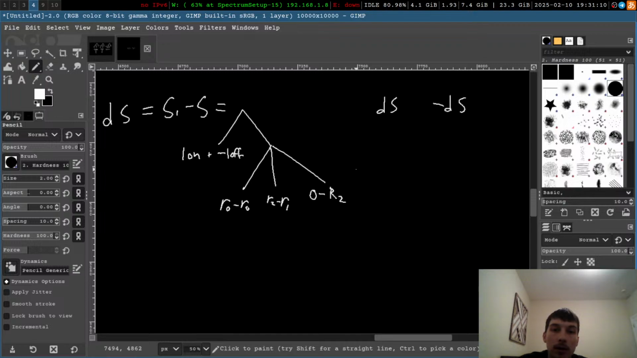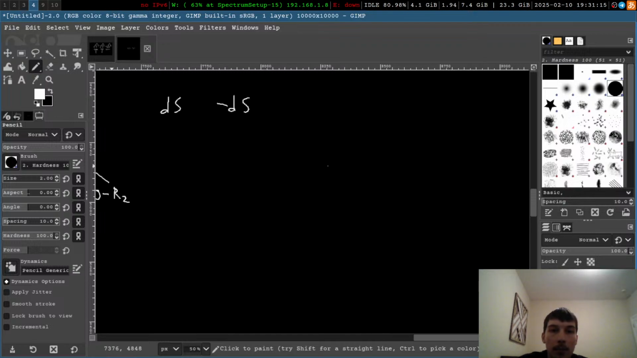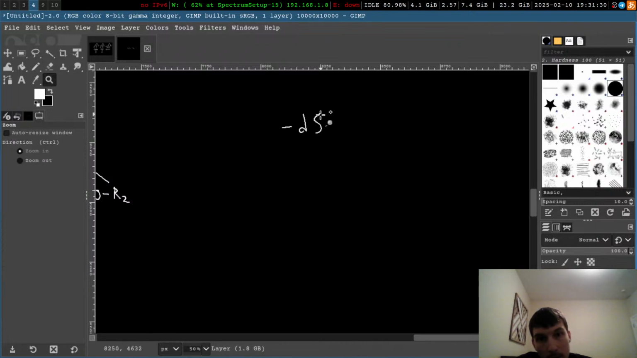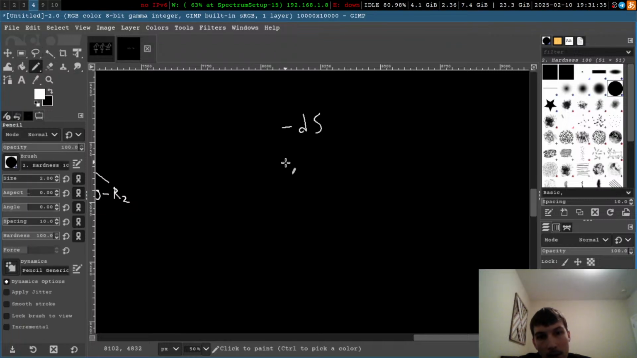So basically what this means is we want to do an action on the negative dS before we do it with the positive dS. So the idea here is we say, okay, let's get the negative dS. And then we'll get the positive dS. We have the negative dS and then we have the positive dS.